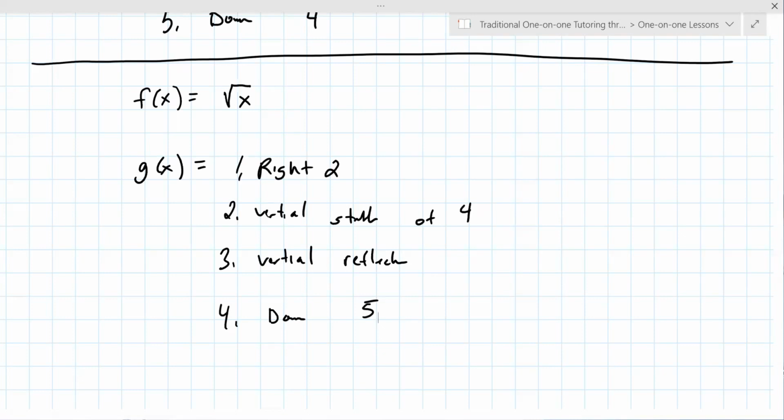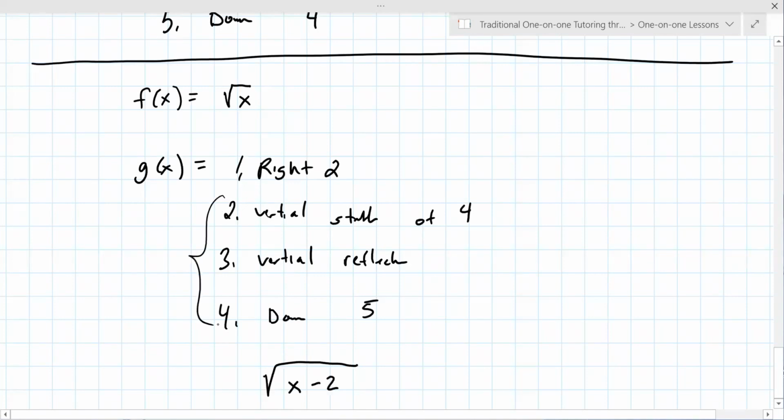Okay, I'm not sure if it's right. All right, let me go through it. So right 2 is square root of x minus 2. The rest of these are on the outside. So 4 is the vertical stretch. The reflection puts a negative there, and then minus 5 on the outside.